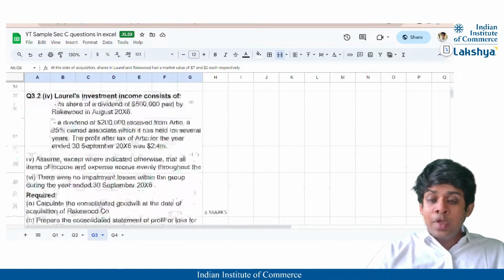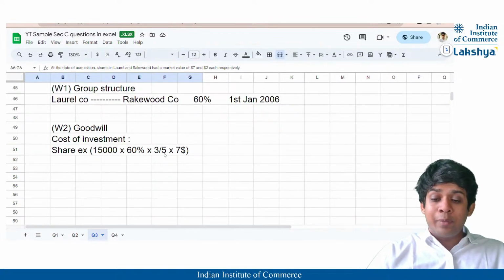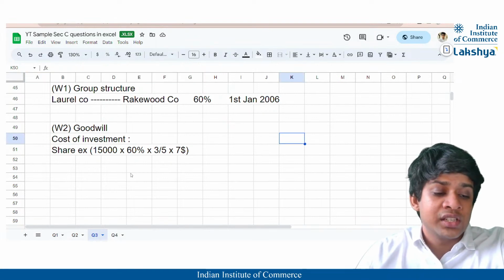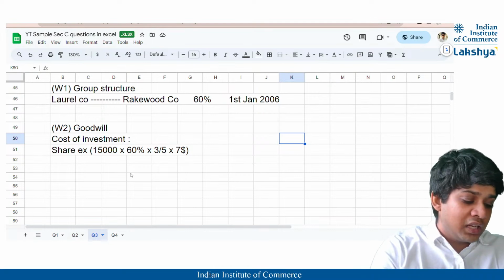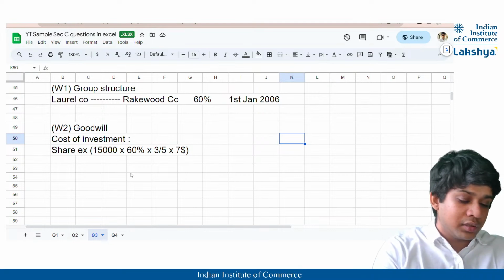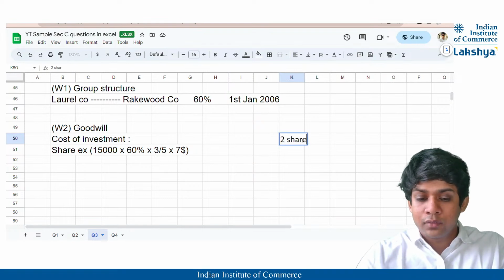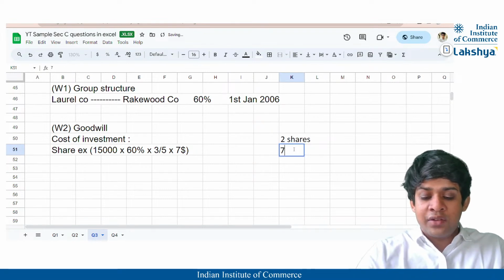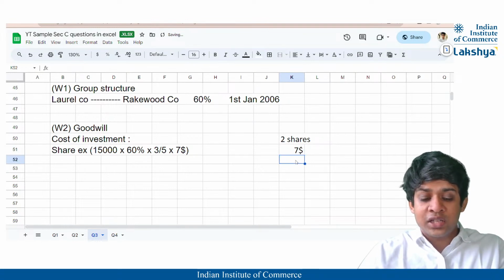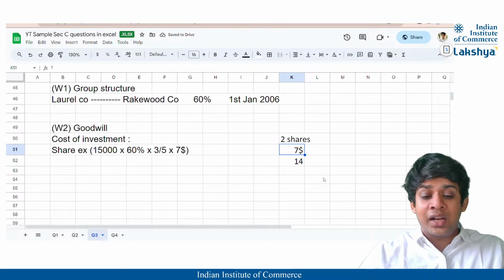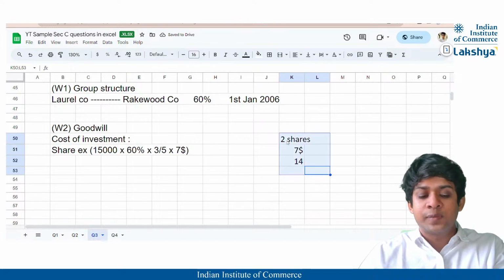So we will take that because the parent company is paying. So how much is the parent company paying? Maybe the parent company is paying 15,000 into 60% shares, right? If, for example, the parent company was paying 2 shares, and each share had a value of $7, how much cash is the parent company paying in the form of shares? It is nothing but $7 per share into 2 shares, that is $14. So you take it with the market value to identify how much amount is paid.